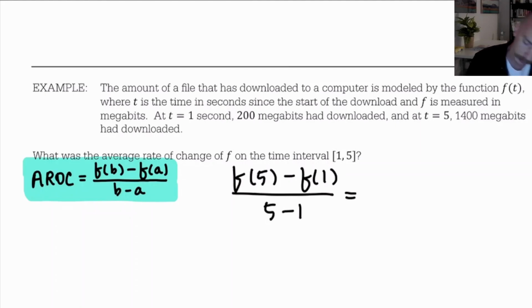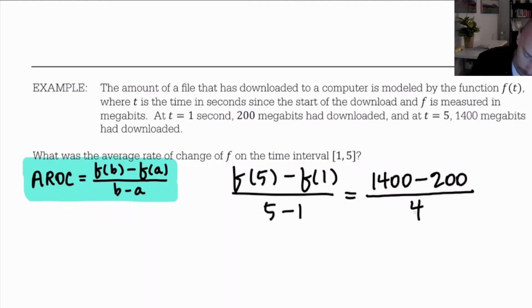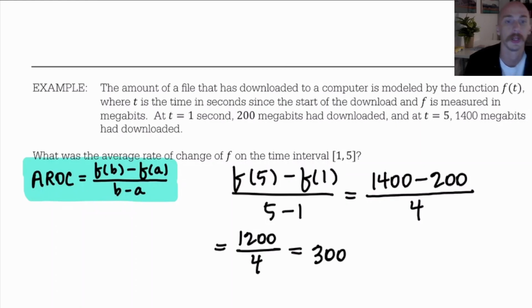They told us f is the amount of the file that has downloaded. They told us two values. At time t equals 5, 1,400 megabits had downloaded, so 1,400 is f of 5, minus f of 1 is 200. They said at 1 second, 200 had downloaded, divided by 5 minus 1 is 4. So 1,400 minus 200 is 1,200 divided by 4. We do need to simplify in this class. That's going to equal 300.